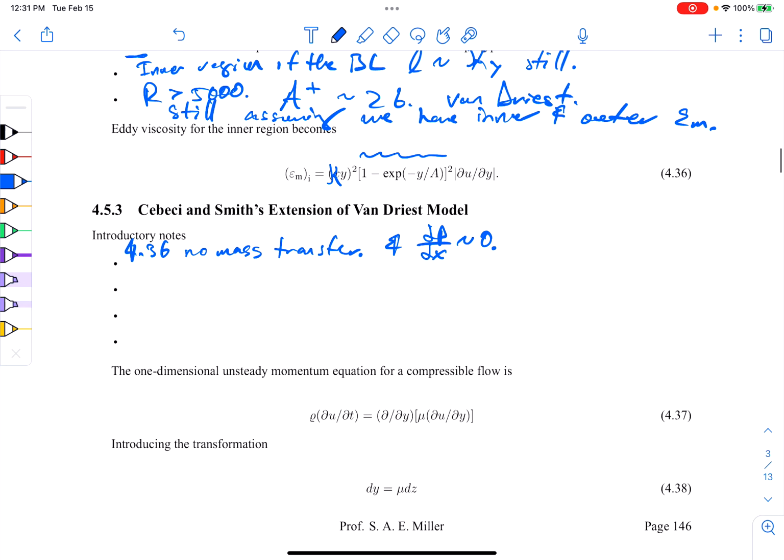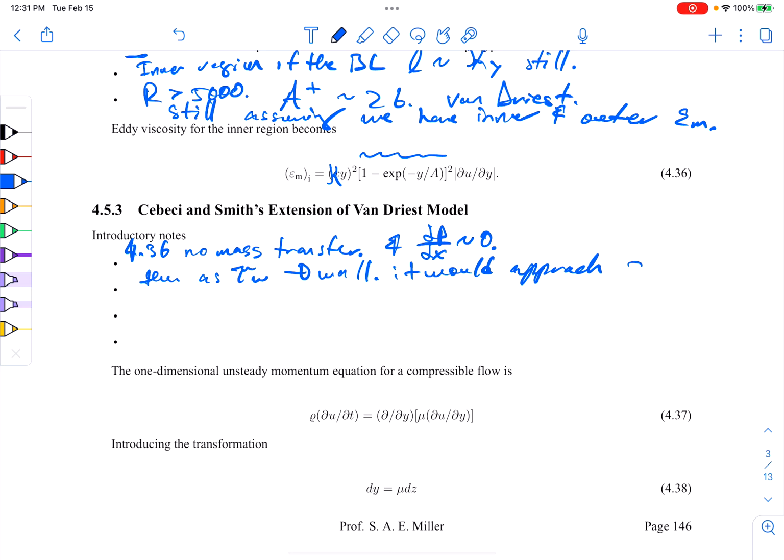And so since there's no pressure gradient, whether adverse or favorable, then as tau W goes to the wall, it would approach 0. And that's really bad, because of course you would have some sort of tau W at the wall, otherwise you wouldn't have any stress. So that's a huge problem with Van Driest's model, and I don't think people saw it until they were starting to evaluate it more with computers.